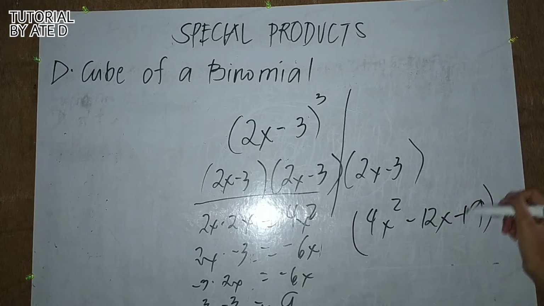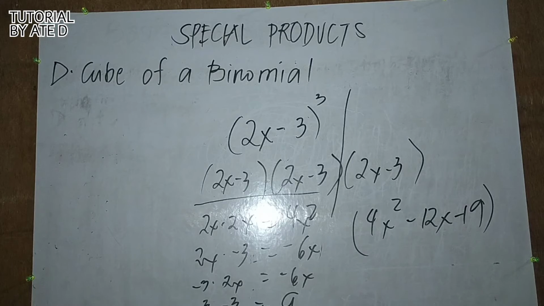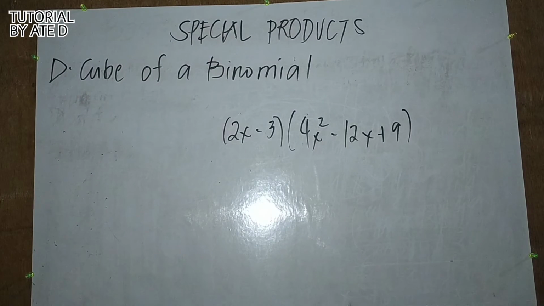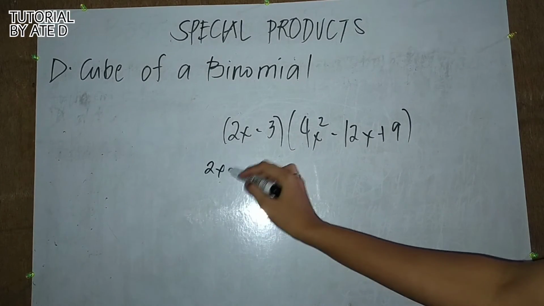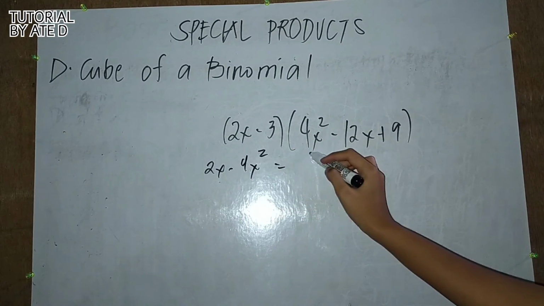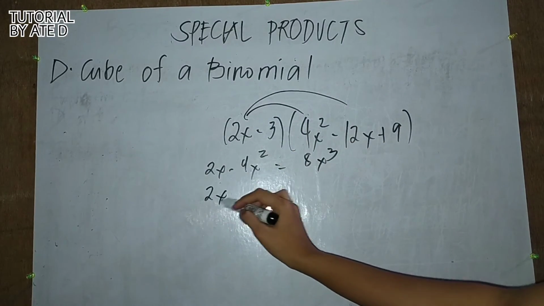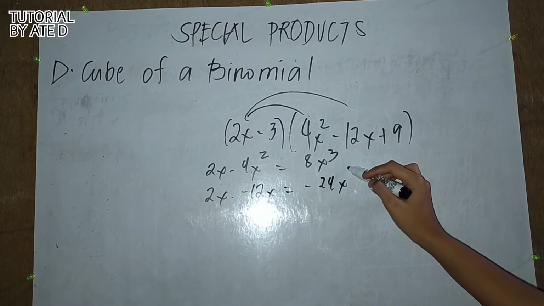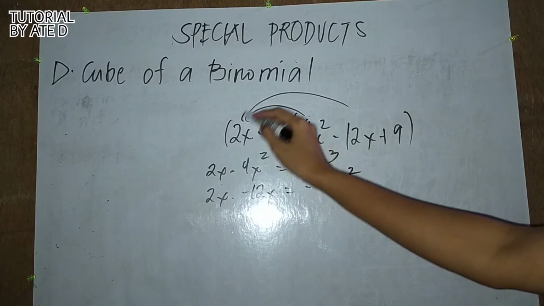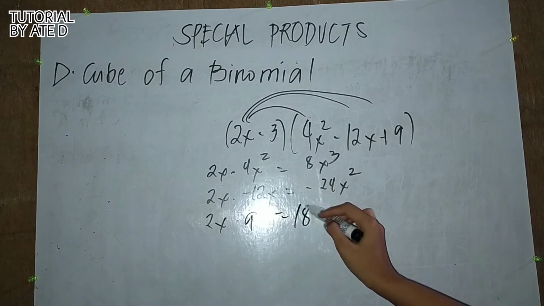So, ayan, imumultiply natin ito dito sa last term of the binomial of the cube. Using the big method ulit, kukunin na natin ang cube ng binomial. So, 2x times 4x squared will give us 8x cubed. Next one, 2x times negative 12x will give us negative 24x squared. Lastly, 2x times 9 will give us 18x.